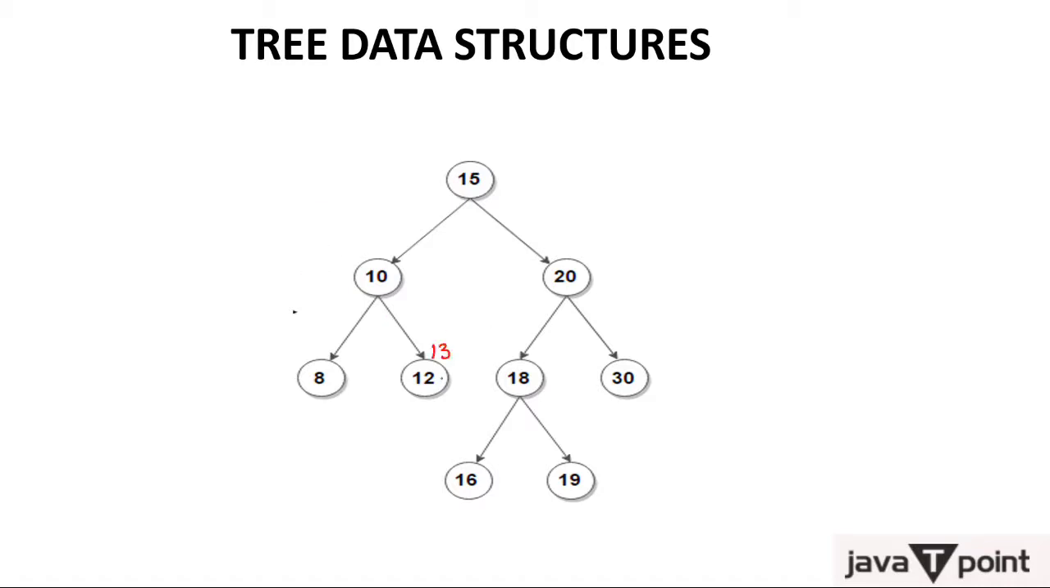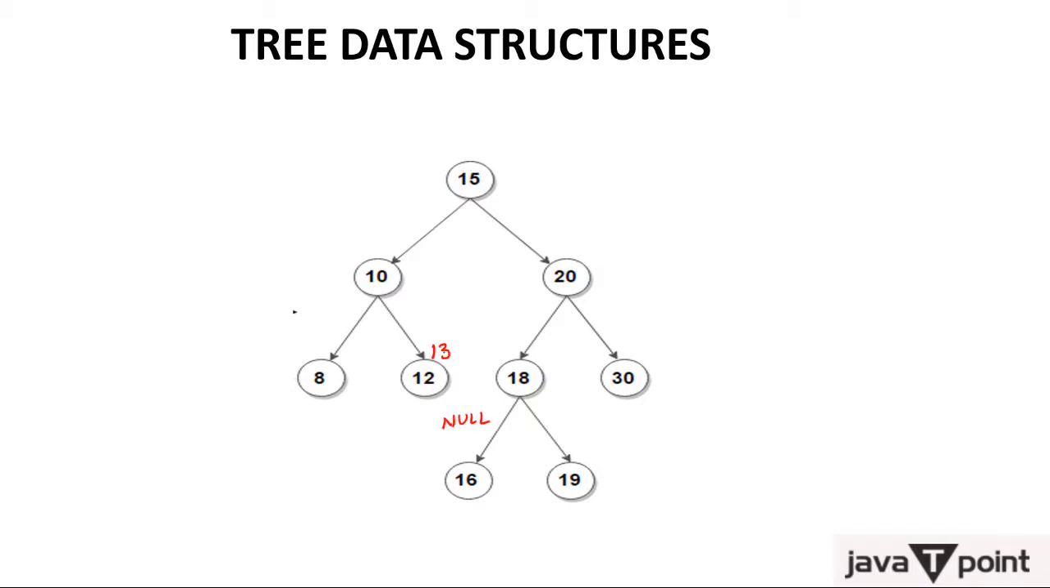Fine. Now you compare 13 with 12. Is 13 greater than or smaller than? Greater than. Then you will come here. And what is here? Here it's nothing. It's null over here, because the right child of 12 is null. You can see 12 is a leaf node, and 12 does not have any left child or right child. So finally you will come here and find that it's null.